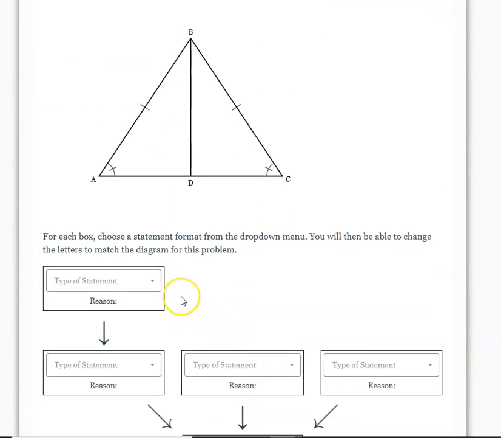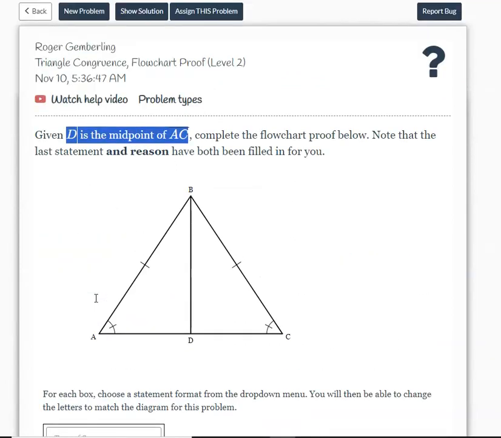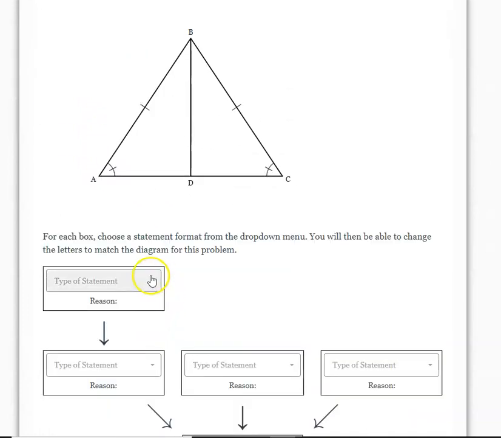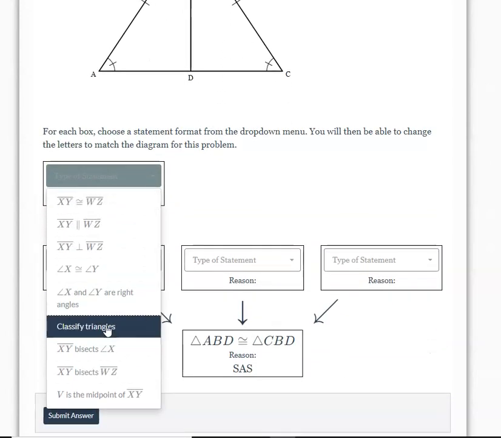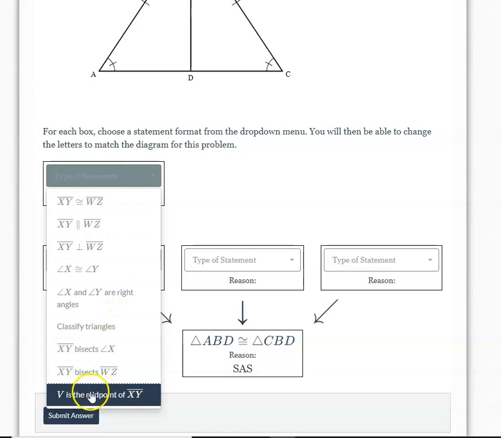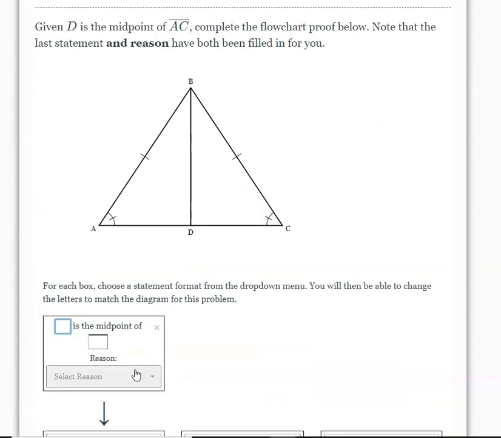All right, so this is that separate statement. This is the D is the midpoint of AC. That's where that goes. So I'm looking for, here we go, this D is the midpoint of AC. And that was given.